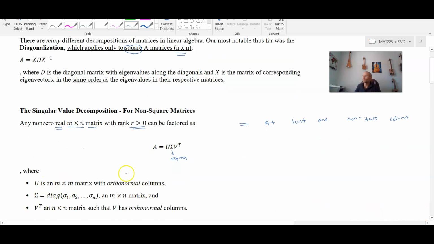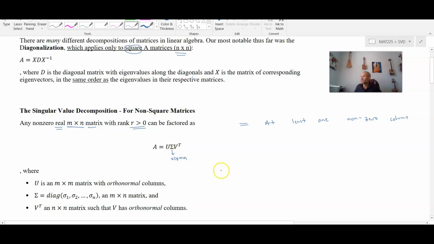Let's take a look at some dimensions here. So U is going to be an m by m matrix. It's going to be a square matrix with orthonormal columns. Okay, that's going to be key here. They need to be orthonormal columns. Sigma is a diagonal matrix that contains along its diagonals these sigma values, which we'll come back to, and that's going to be an m by n matrix. And V transpose is an n by n matrix such that V has orthonormal columns. So lots of orthonormal in here.